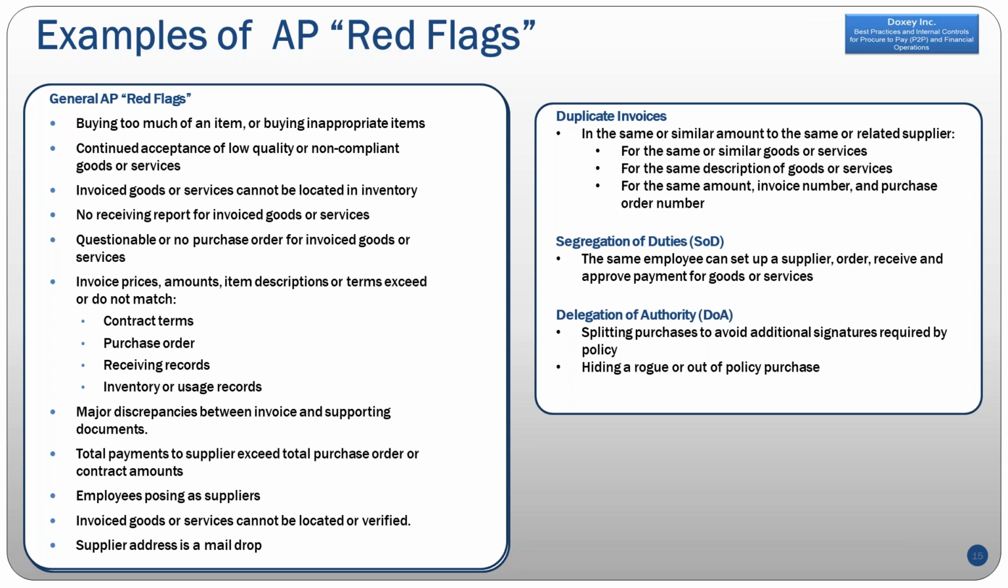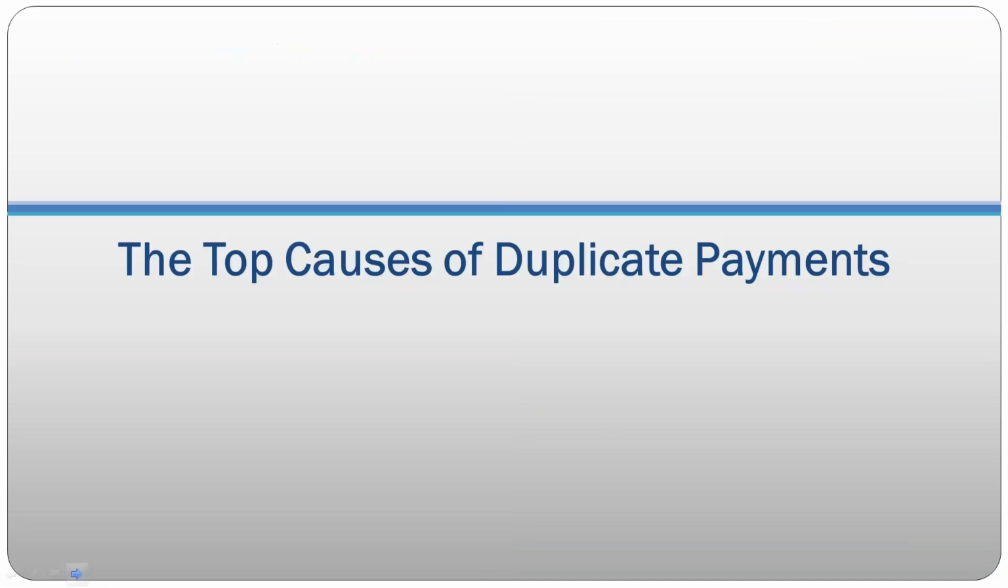With delegation of authority, there could be a situation where purchases are split to avoid additional signatures. So if an individual has signature authority up to, say, $5,000, and the purchase is for $10,000, they might split it into 2 or 3 different POs, hiding a rogue or out-of-policy purchase. So these are some examples of general and specific red flags for the AP process.